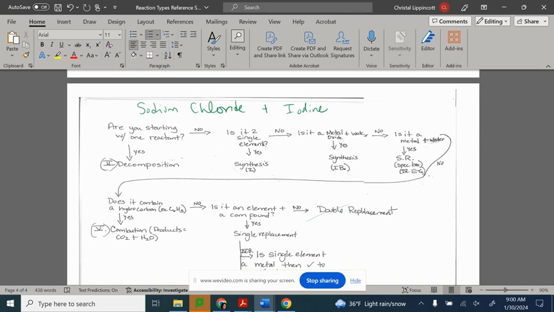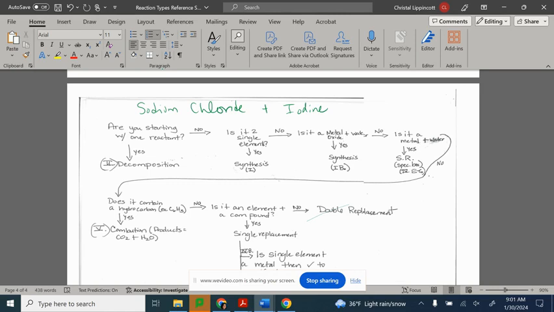Is it a metal oxide? Is this a metal oxide? No. So we keep going over here. Is it a metal plus water? Is this a metal plus water? No, there's no water there. So we're going to keep going down here. Does it contain a hydrocarbon? Nope. Keep going over here. Is it an element and a compound? This is an element. This is a compound. So now we're going to go yes.